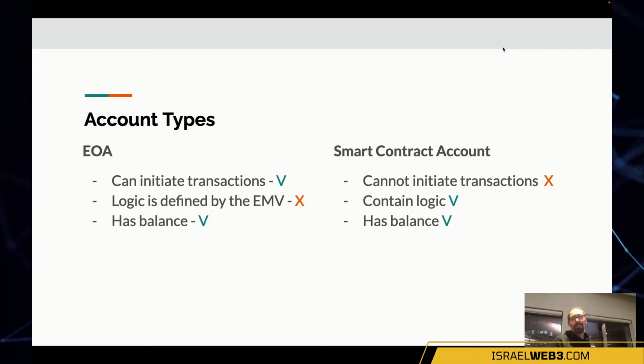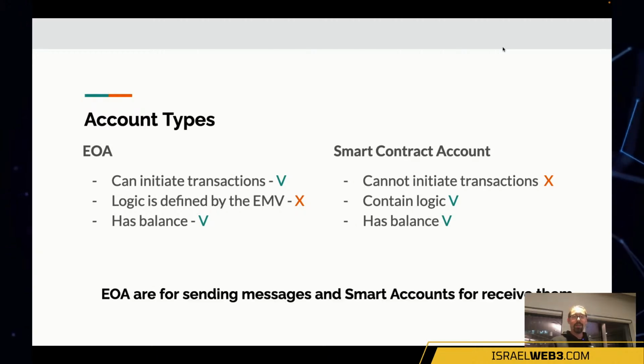So let's compare both types of wallets in Ethereum: EOAs and smart contract accounts. EOAs, as I said, can initiate transactions and smart accounts can't. EOAs don't have logic and code, and smart accounts do. Both have a balance. So it's clear that EOAs are for sending messages and smart accounts are for receiving them. As an EOA, I sign with my private key and send the message to a smart contract, and that's how the blockchain works. But we want to change this.